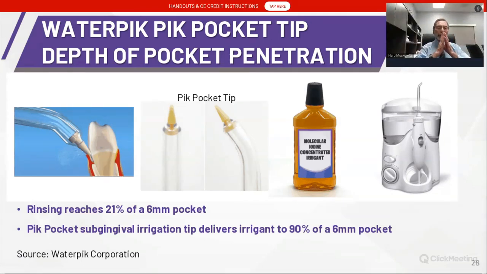Okay, Waterpik has done some of their own studies, and what they found was that just by rinsing in the mouth, that rinse can reach 21% of the depth of a 6-millimeter pocket. Well, since we're concerned about the periodontal biofilm, which is at the base of the periodontal pockets, it's good to know that the Pik Pocket subgingival tip in a Waterpik or an oral irrigator delivers an irrigant to 90% of the depth of a 6-millimeter pocket.